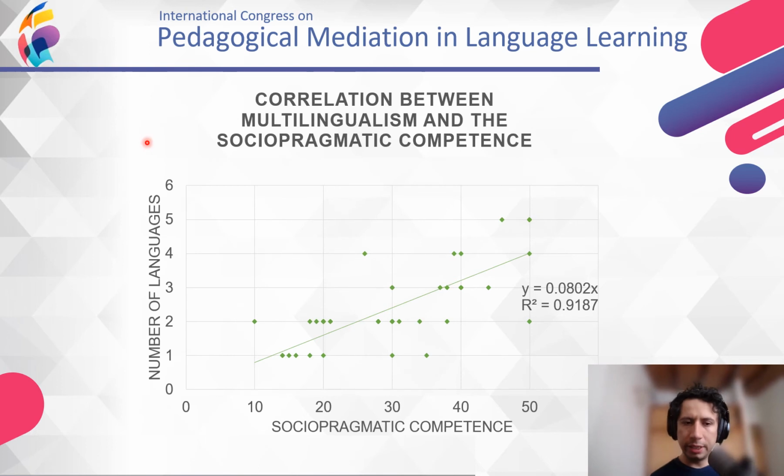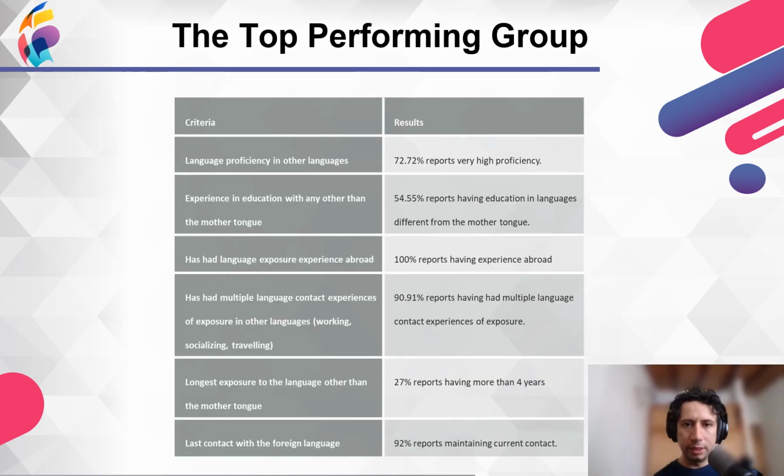So this is the analysis I performed for the linear regression. These are the results. And you can see that the linear regression is positive and it's also very high. We have an R2 value of 0.9187. Remember that values range between -1 and 1. So this means that we have a high positive correlation between the two variables. All right, but let's analyze why the top performing group exhibits more sociopragmatic competence.